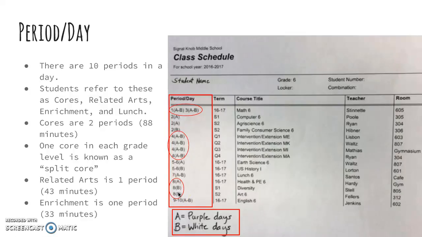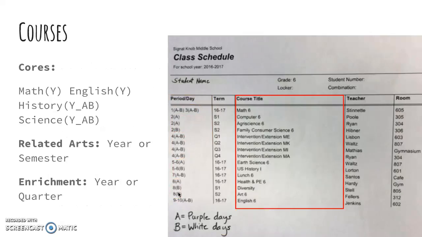Now, let's move to courses. Each student will have 4 core classes: math and English, which are every day, all year, and science and social studies, which are every other day, all year. Related arts classes like PE, art, and music can take place on a year or semester basis.